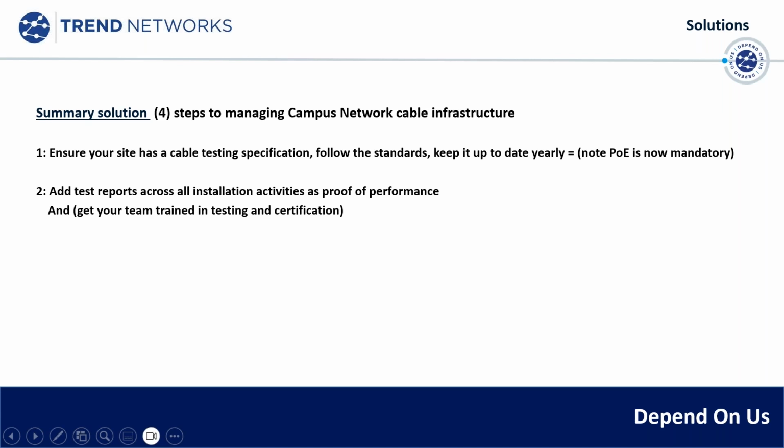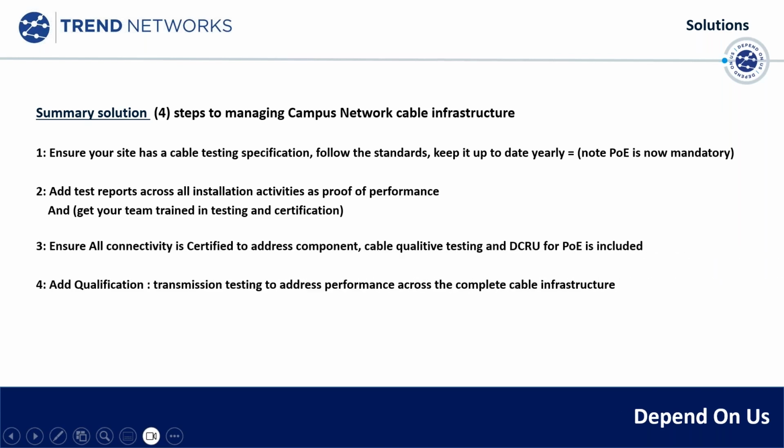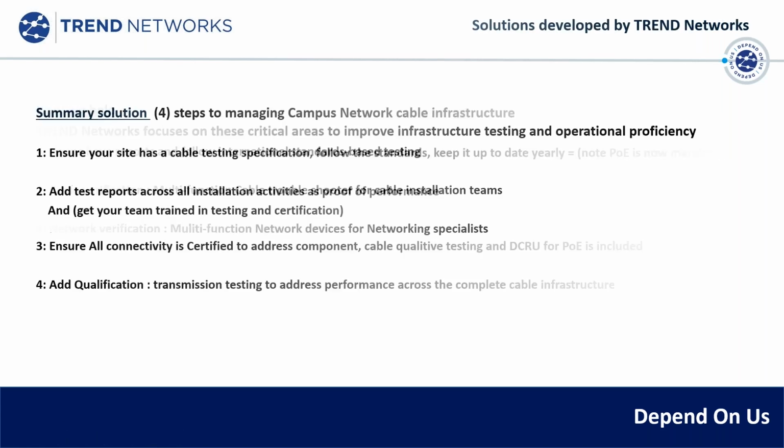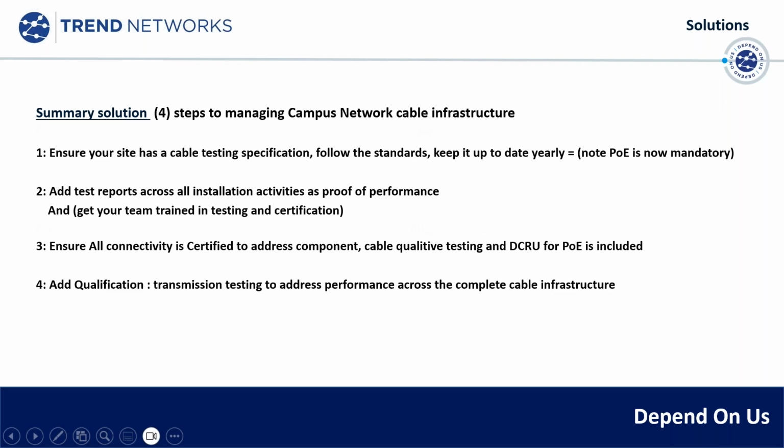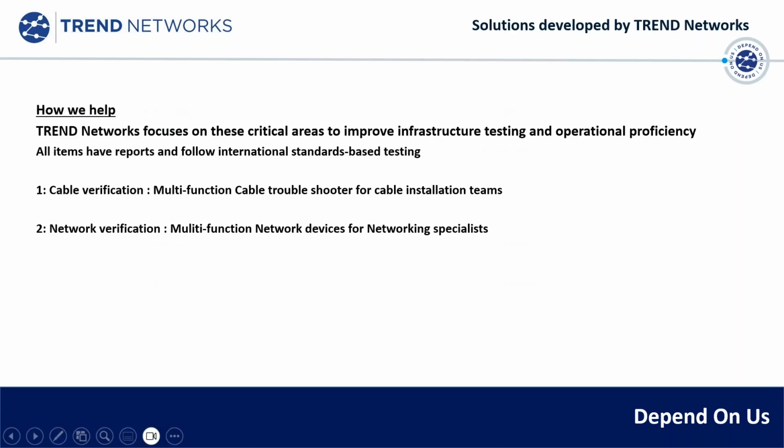Number 2, add test reports across all installation activities as proof of performance, and please do get your team trained for testing and certification. And the Trend Academy can help with that, so please do keep in contact with us and look for more. Number 3 and 4, ensure all connectivity is certified to address component and cable quality testing, and of course DCR, and that PoE is included in your testing. Lastly, where you can, add qualification, add that transmission testing if you can to address performance. And now let us just answer some of those questions.